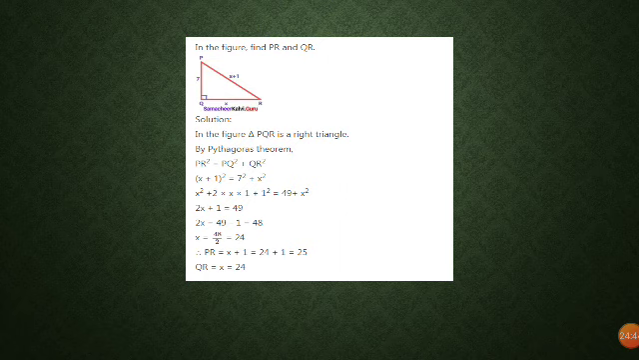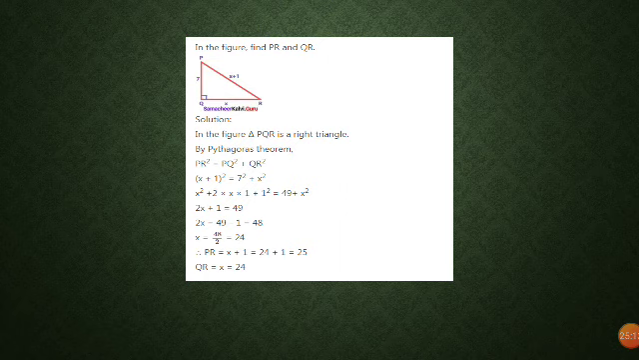So X square cancels on both sides. 2 into X into 1 is 2X, plus 1 square, 1. 2X plus 1 equals 49. Plus 1 transposes to the right-hand side as minus 1. 2X equals 49 minus 1, which is 48. X equals 48 divided by 2, so we get 24.